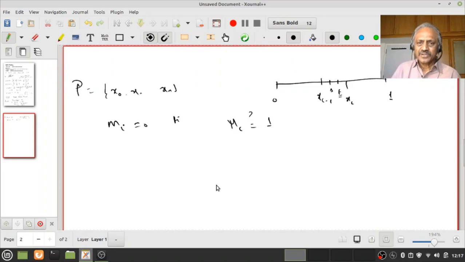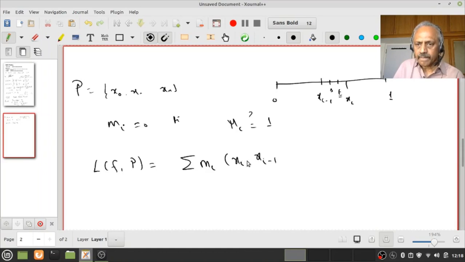Very good. Therefore, let us look at what should be L(P). Notice that I have no idea about what the partition is, but the function is very simple. That's why I'm able to do that. So that's going to be the sum of m_i times (x_i minus x_{i-1}). But m_i is always 0. Therefore this is going to be 0.